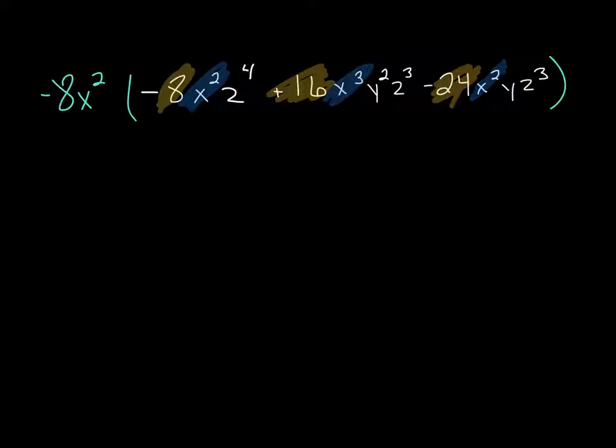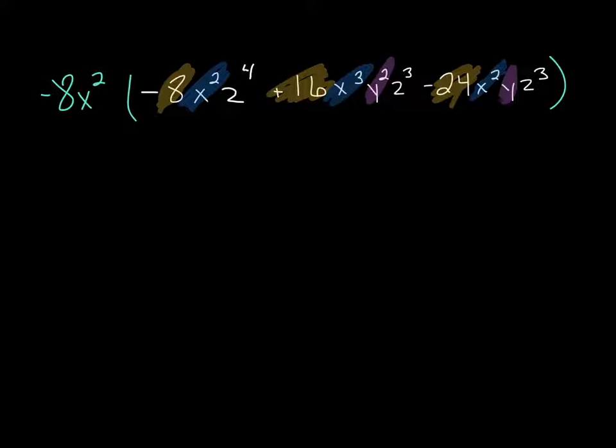Then let's look at the y's. Here we have a y squared, and here we have a y. But this first term doesn't have a y, which means they do not all have a y in common. So we do not include y in our greatest common factor.